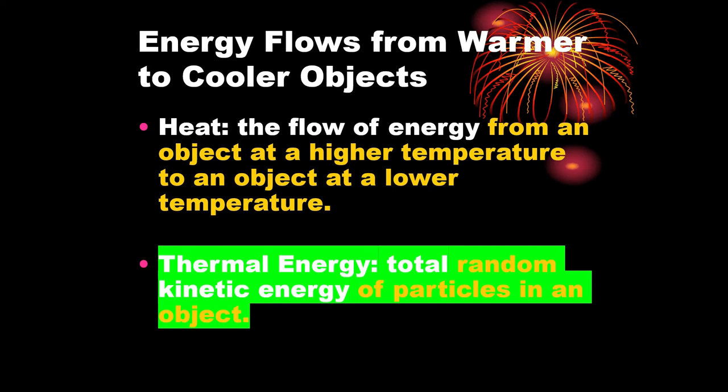Energy flows from warm objects to cooler objects. Hot to cold, hot to cold. Sing it with me. Joking. So heat is the flow of energy from an object at a higher temperature to an object at a lower temperature.